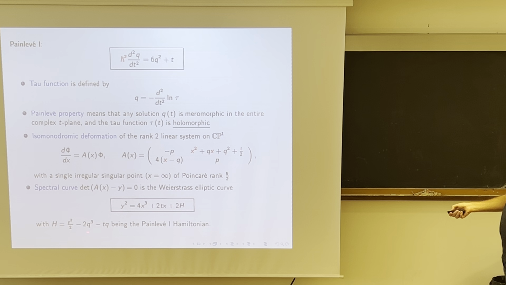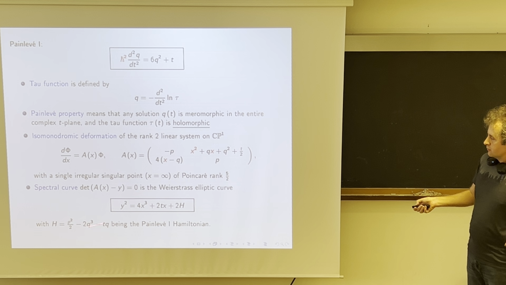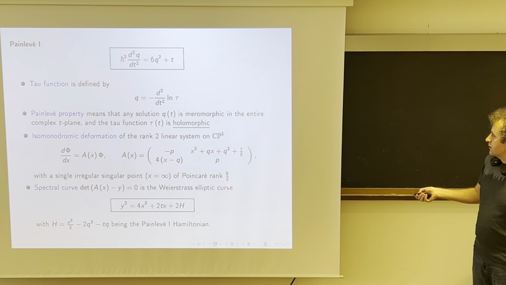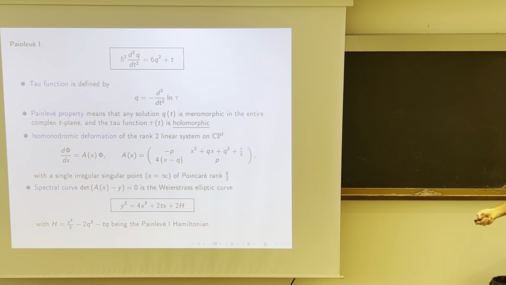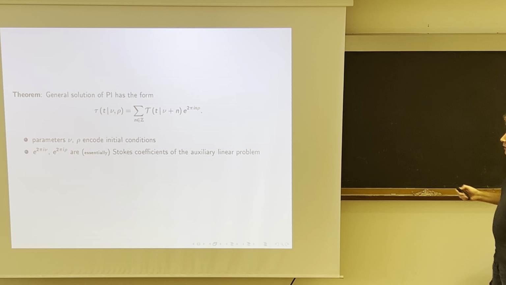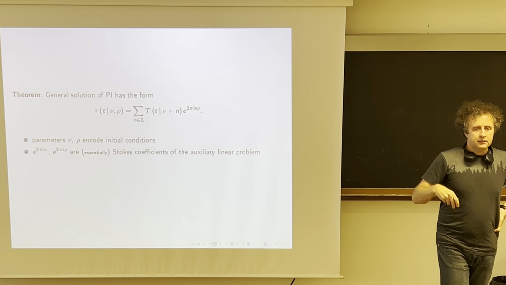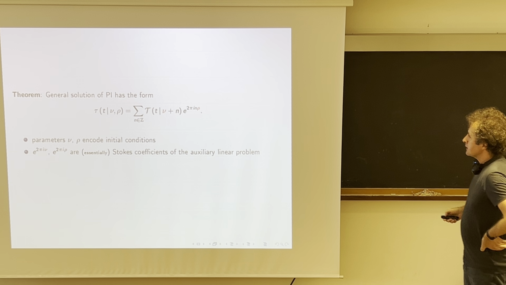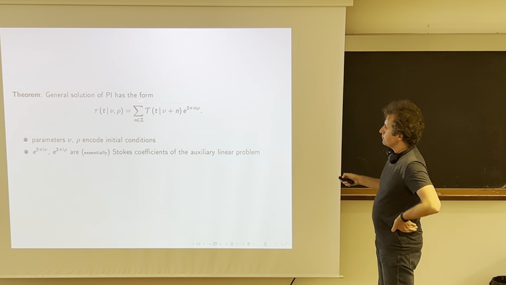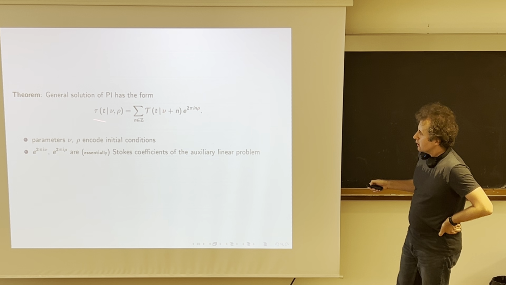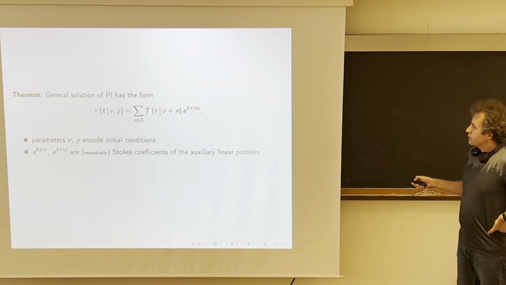And so H here is the Painlevé-1 Hamiltonian. So Painlevé-1, of course, can be written as a non-autonomous Hamiltonian system. Okay, now the theorem that I explained 1 year ago here is that the general solution of Painlevé-1 for the tau function can be written in the following form.